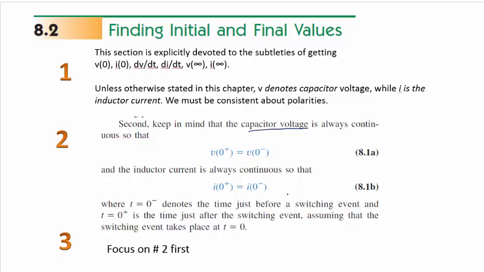So these are kind of complementary elements. The current right before the switch closes or opens will be the same right after the event for an inductor. And our third little step or rule that we want to pay particular attention to is that you focus on number 2 first. So as we look at our next circuit, you ask what happens right at the switch. This is what we're going to be concerned with, and then you get what happens at infinity second.